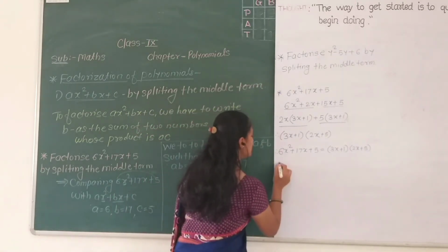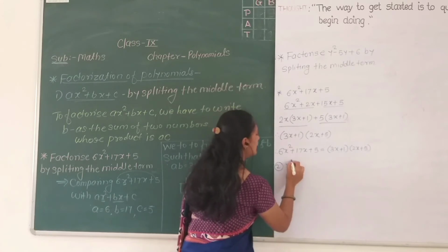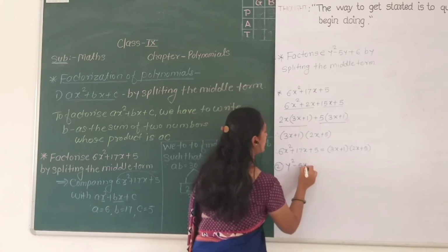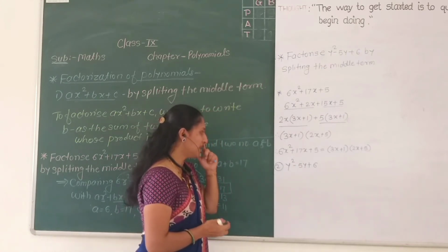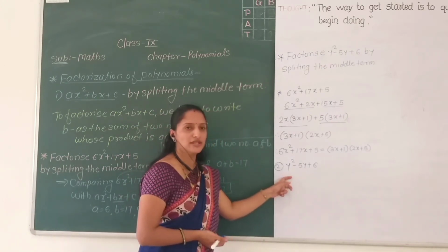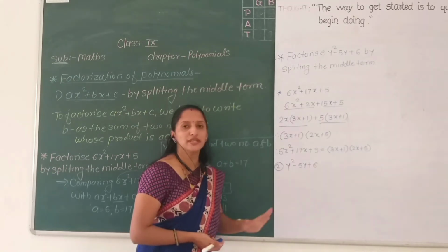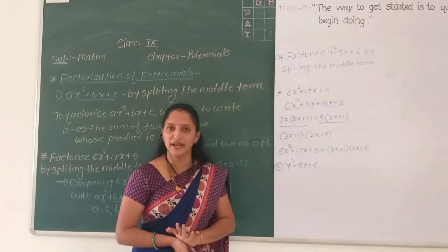Okay, so second example is here: y square minus 5y plus 6. Now we have to factorize this polynomial. This is a quadratic equation, using splitting the middle term.